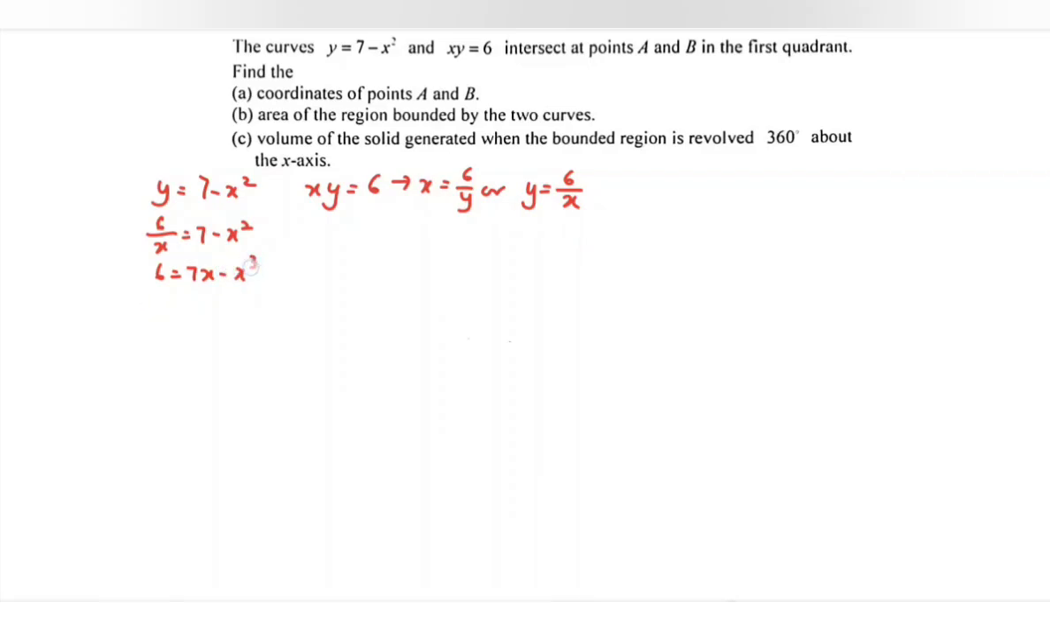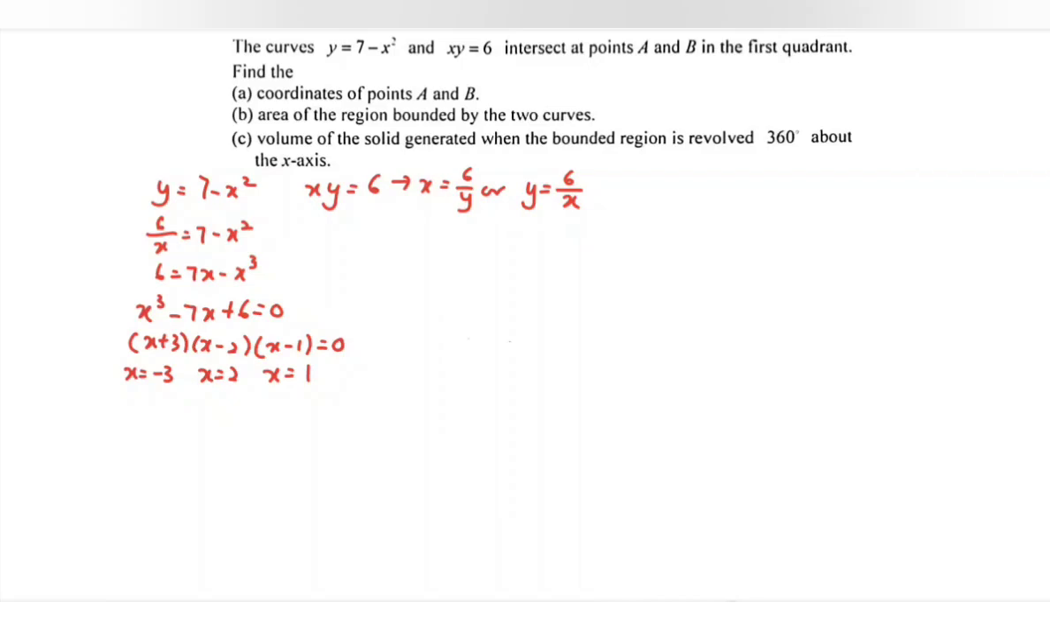Rearrange the equation. So we have x to the power of 3, minus 7x, plus 6 equals 0. Make use of the calculator and factorize, and we will have (x + 3)(x - 2)(x - 1) equals 0. So here we have x equals negative 3, x equals 2, and x equals 1. So continue with the question.